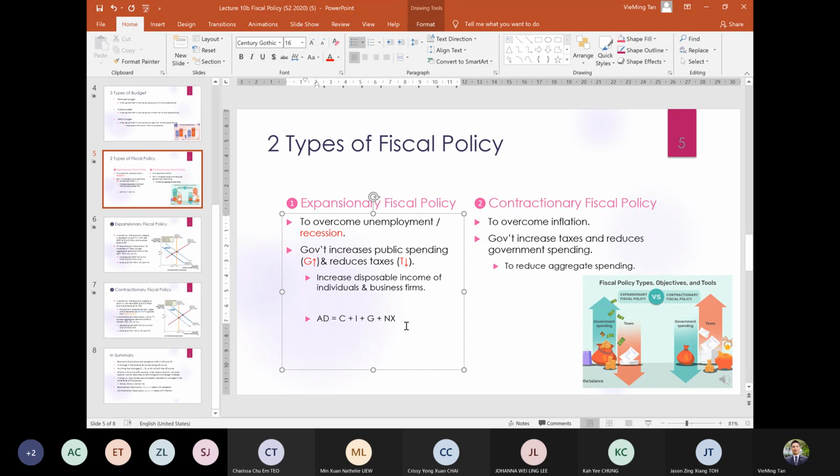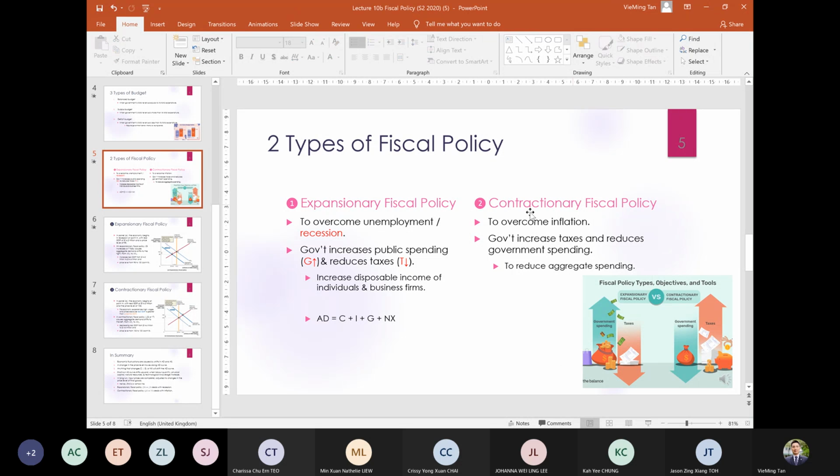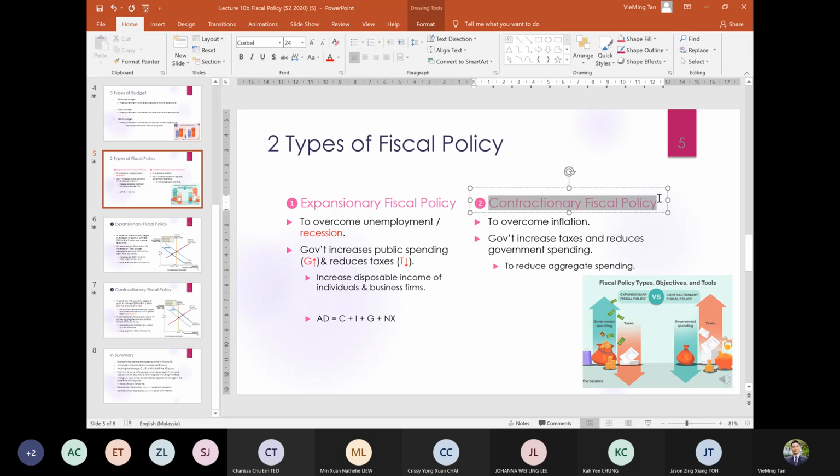So far, okay. On the other hand, what happens if the country is having inflation? Inflation means the price level of the country is very high, very expensive, and the citizens all have to live with the very high cost of living. So how to handle inflation then? If that's the case, the government can try to reduce the AD, the aggregate demand, through what method? Through the contractionary fiscal policy.